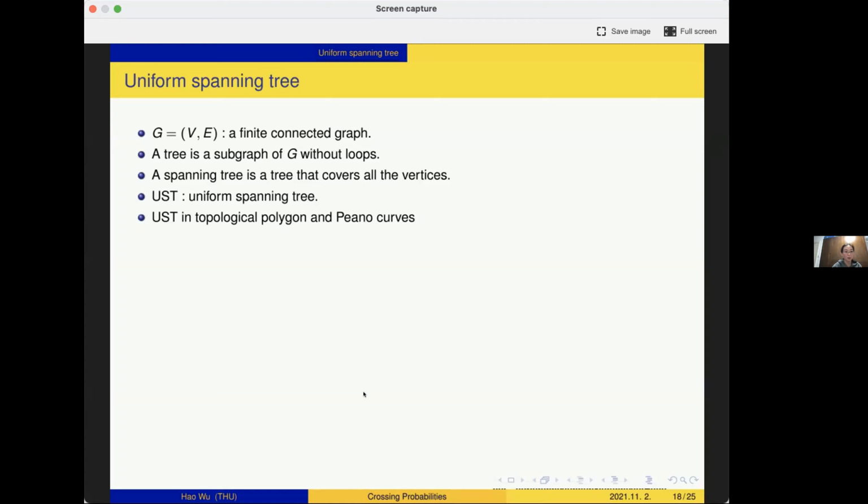For the uniform spanning tree, let me define this model quickly. Suppose we have a finite connected graph. A tree is a subgraph of G without loops. A spanning tree is a tree that covers all the vertices. And a uniform spanning tree, UST, is a tree that is chosen uniformly among all spanning trees. In this talk, we focus on uniform spanning trees in topological polygons.